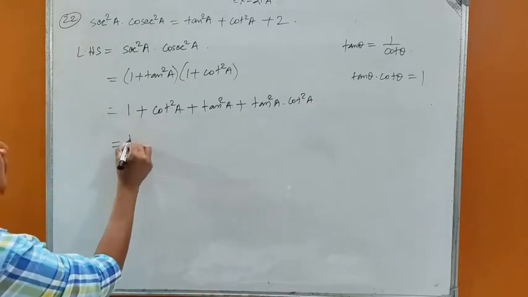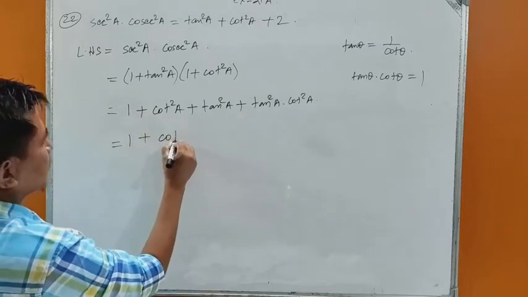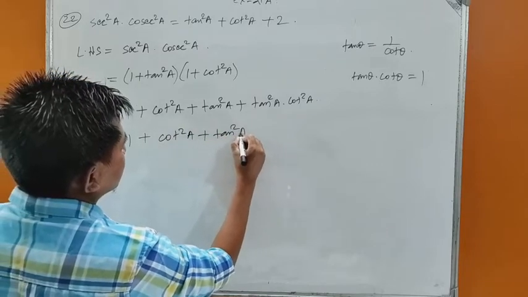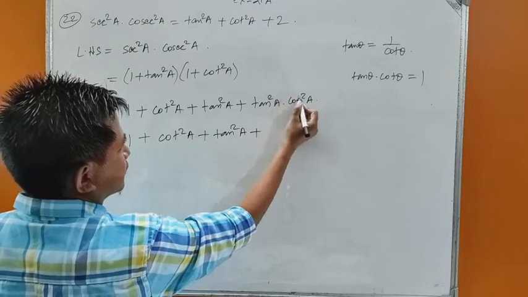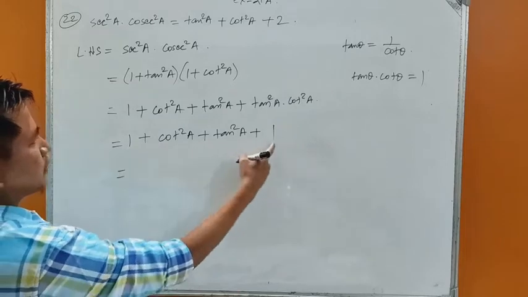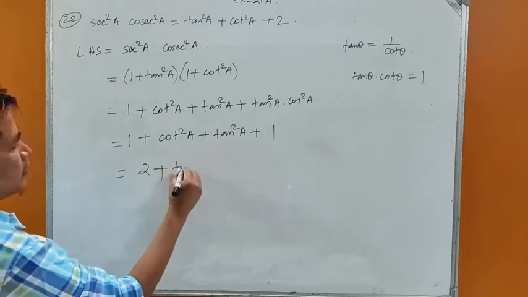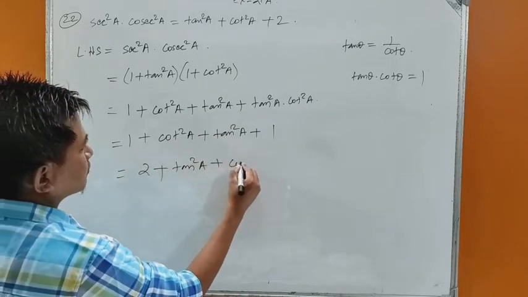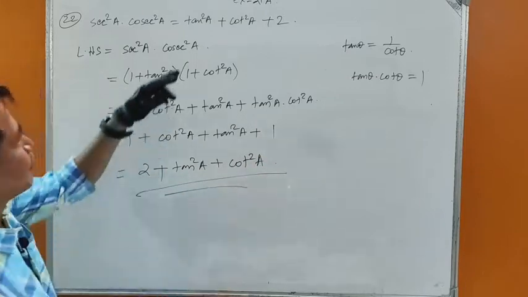So this is 1 plus, let me copy this as it is for the time being, cot square a plus tan square a plus this tan a into cot a is 1, and the square, 1 square means 1. So 1 plus 1 is 2, plus tan square a, plus cot square a. So this is what we have in the right hand side.